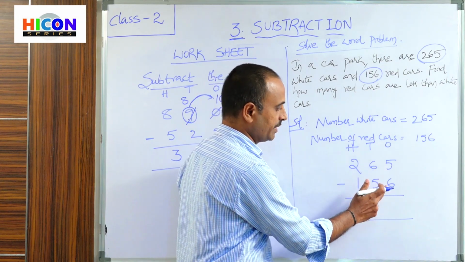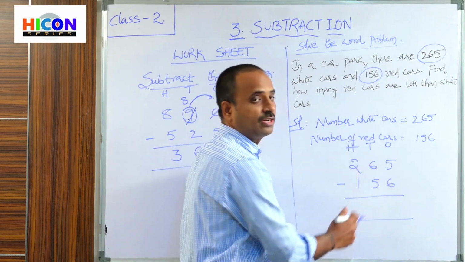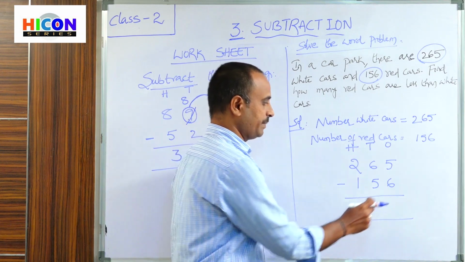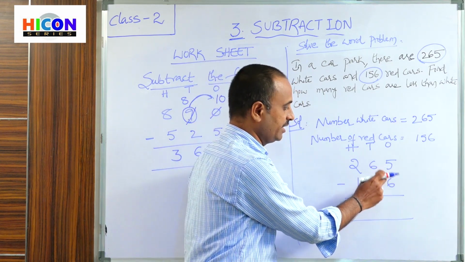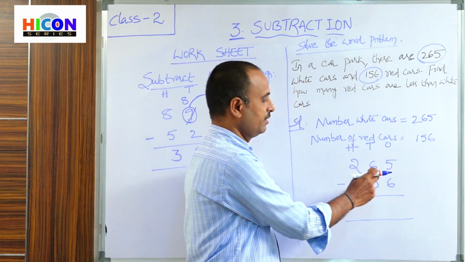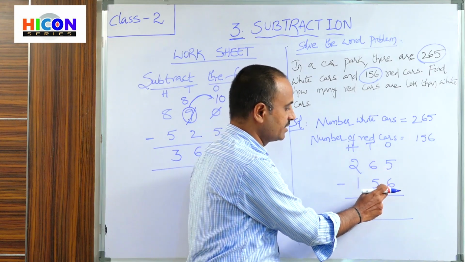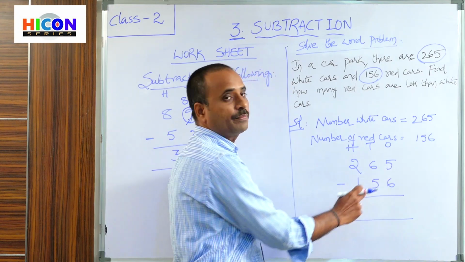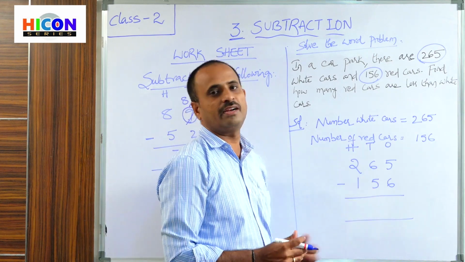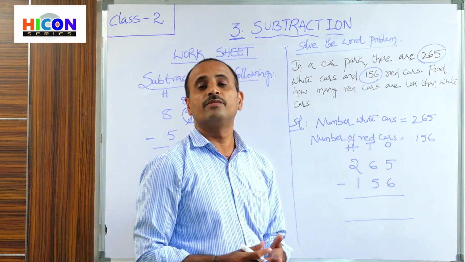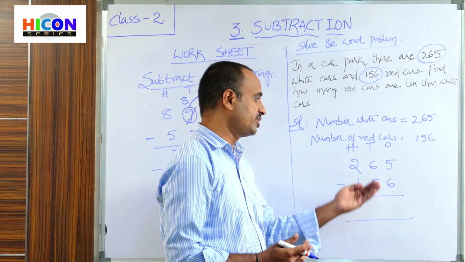So what are the digits present in the ones place? 5 and 6 are present in the ones place. Now subtract 6 from the 5. So children, is it possible? So no, because 5 is the smaller number and 6 is the greater number. And we cannot subtract a greater number from the smaller number. Then what do we have to do? So we have to borrow from the next place.